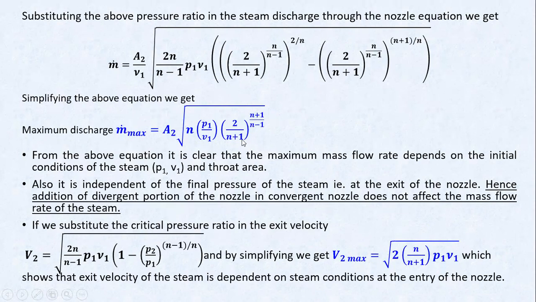So now if we substitute this critical pressure ratio in the velocity equation which we obtained in the previous slide, we will get V2 is square root of 2n by n minus 1 P1 V1 into 1 minus (P2 by P1) power (n minus 1) by n. If we simplify, we will get the maximum velocity as square root of 2 into n by n plus 1 P1 V1. This is the exit velocity of the steam, and it is dependent on the steam entry conditions at the nozzle.